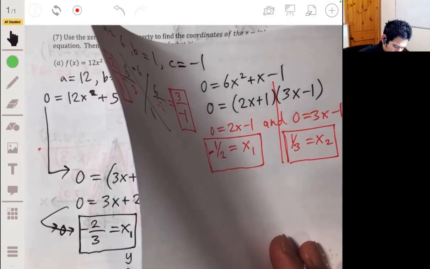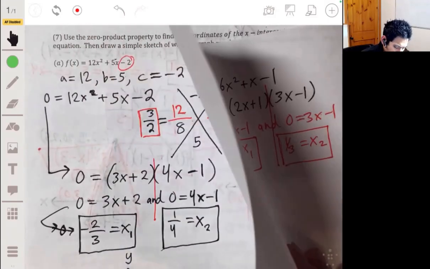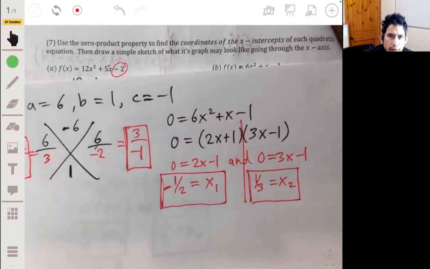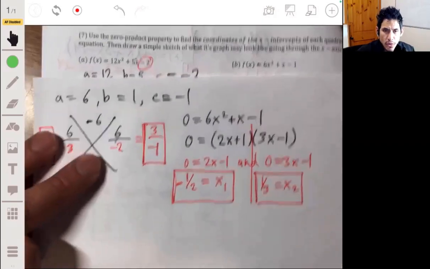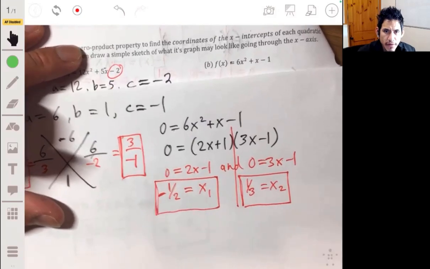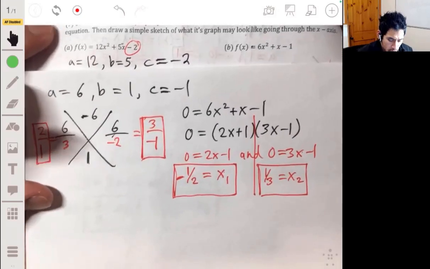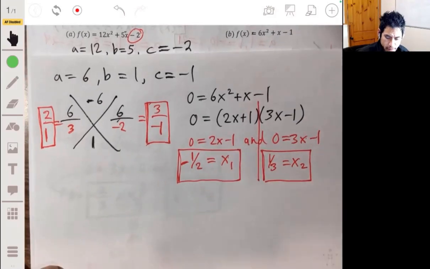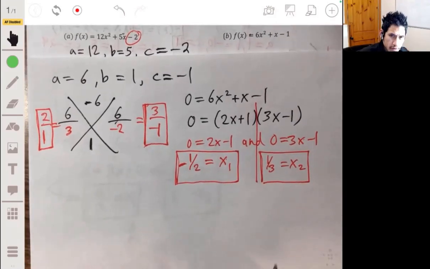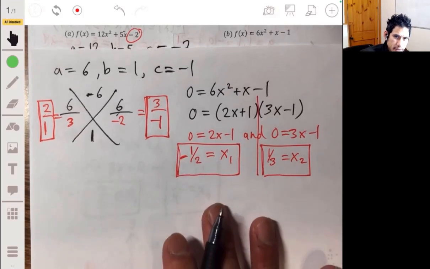Right? And we just keep on going. I have the glare in my eye right now. Okay, there we go. Well, yeah, we have the x-intercepts there. Not much more to do than to make your sketch. Let's make the sketch, yeah.